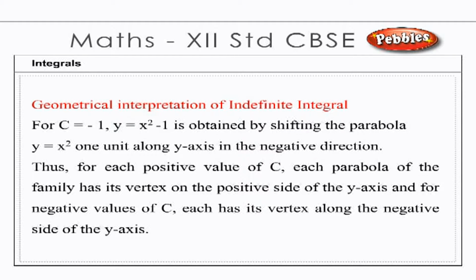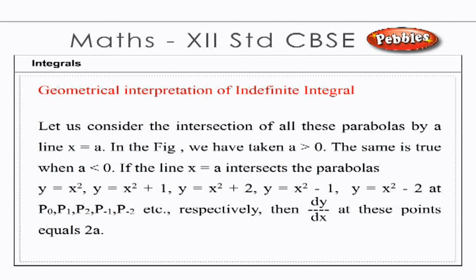Thus, for each positive value of c, each parabola of the family has its vertex on the positive side of the y-axis, and for negative values of c, each has its vertex along the negative side of the y-axis. Let us consider the intersection of all these parabolas by a line x is equal to a. In the figure, we have taken a greater than 0. The same is true when a is less than 0.